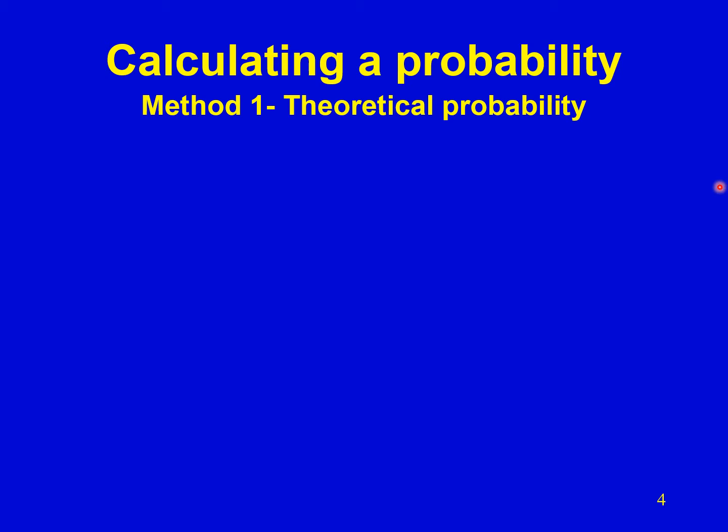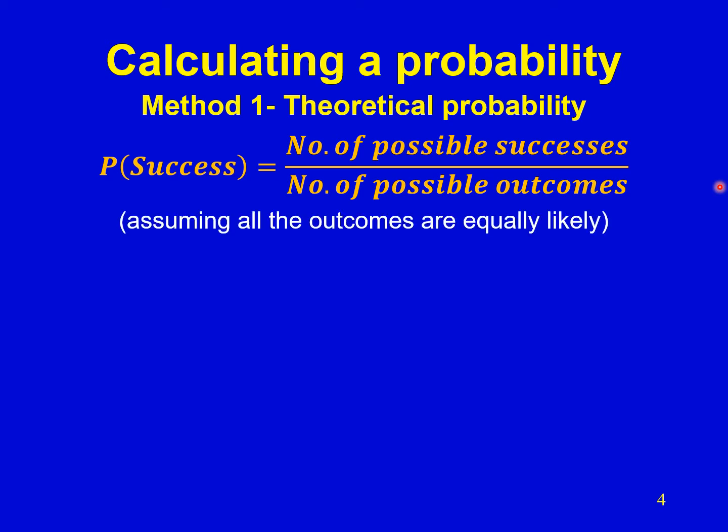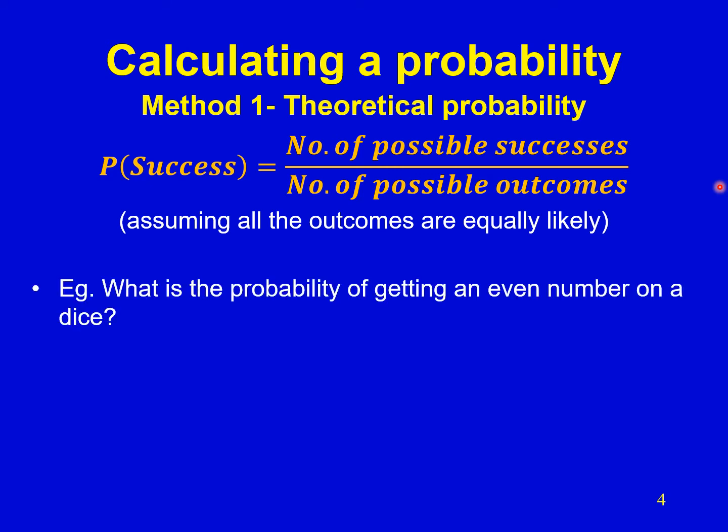Let's have a look at a method for calculating a probability. We can use the formula: the probability of a success equals the number of possible successes divided by the number of possible outcomes. And this assumes that all the outcomes are equally likely.